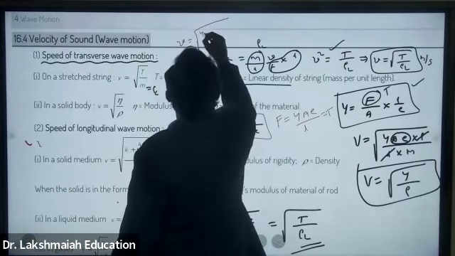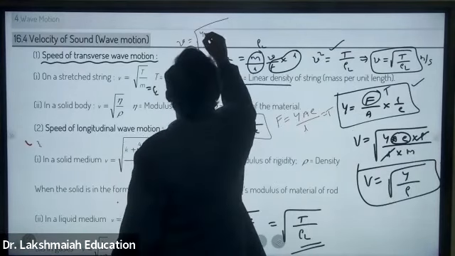This is in kg per meter cubed. So instead of Young's modulus, I have written the modulus of rigidity, modulus of rigidity by rho. Any doubt now? No, sir. Right. So velocity is equal to root over Y by rho or rigidity by rho. Very important. So V is equal to root over eta by rho. Eta is the modulus of rigidity. Rho is the density of the material.